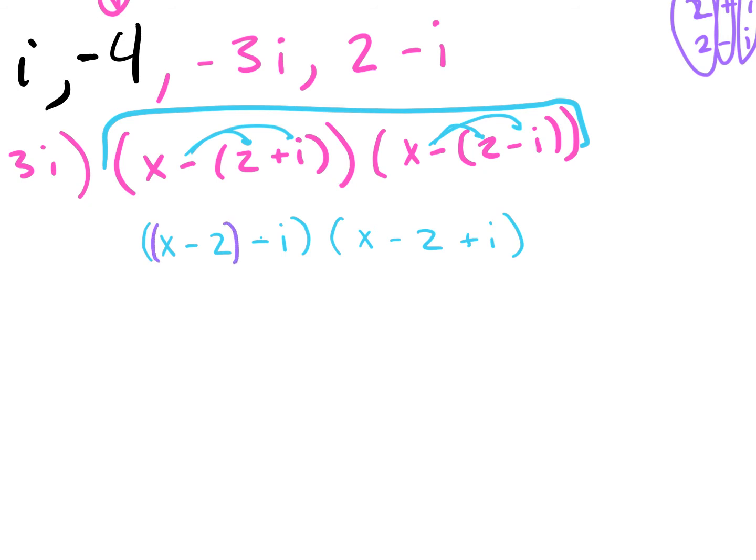x minus 2 here, because that's the same in both of them. The sign here in the middle changes, so we have minus, then plus, and then the i. So x minus 2 is our first term. Now, since these are conjugates, I can just square the first one, square the second. So I have x minus 2 squared minus i squared.